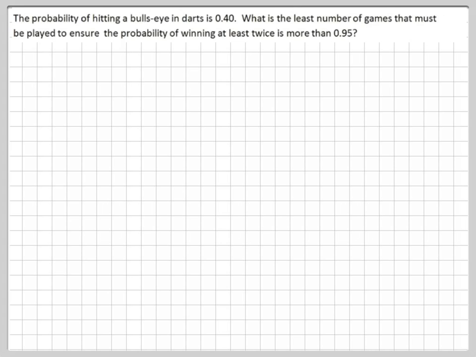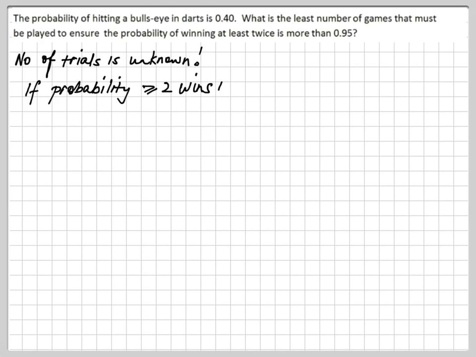So basically we've got a question here where the probability of hitting a bullseye in darts is 0.4, and we're asked what is the least number of games, that is the number of trials, guys, that must be played in order to ensure that the probability of winning at least twice, that's 2 or more, is more than 0.95. So that means the sample size is unknown. The most difficult, most knotty kind of problem they can throw at you in binomial distributions. So, yes, the number of trials is unknown. Let's just try and get our head together.